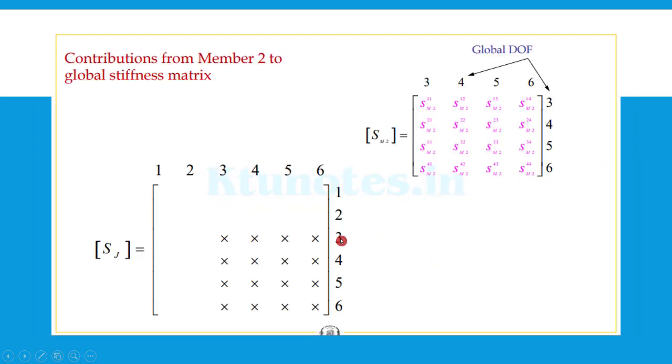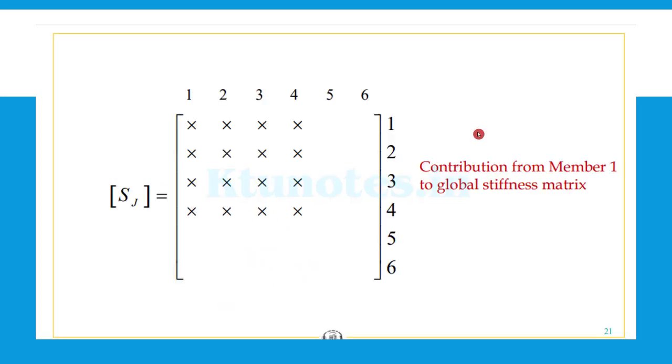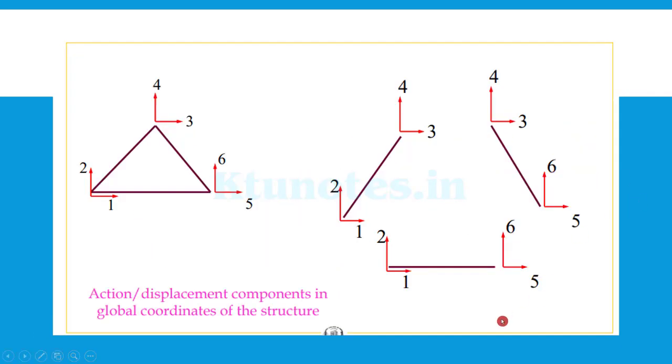Aligning in that way, 3, 4, 5, 6 and 3, 4, 5, 6. This will be the contribution of the second element to the global coordinate. Now we can guess for the third one, which will be this one. It is 1, 2 as well as 5, 6. So you can write it separately for this element first, then add it into the matrix.